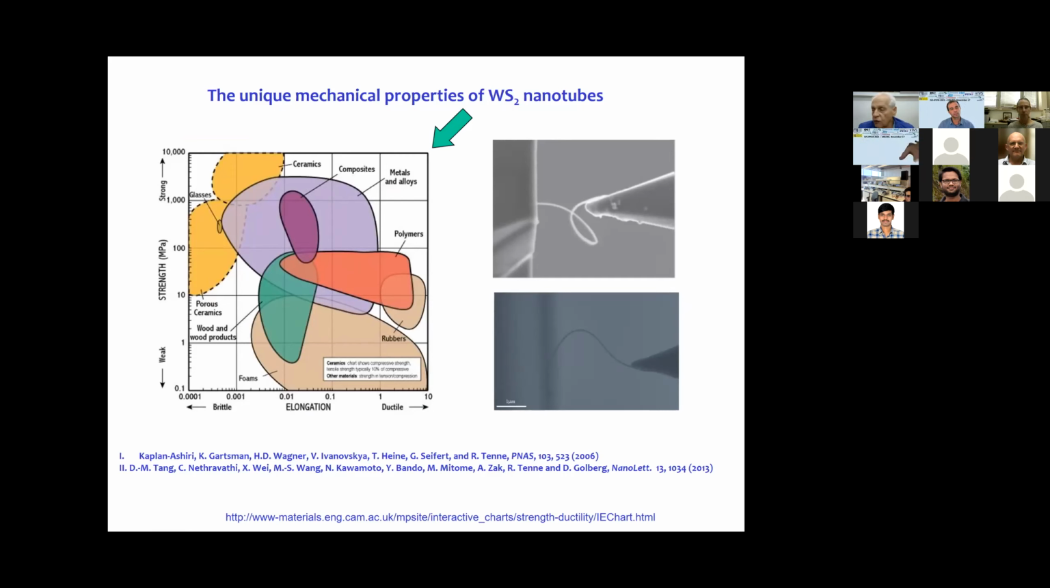And why are they so remarkable? Because if you look at the Ashby map of materials, materials are either strong or they can be elongated. They cannot have both properties, namely high strength and high fracture toughness. And with the nanotubes, you can have both of them at the same time, and you can see that from the work of Yifat Kaplan-Ashiri, how the nanotubes are strong and flexible, and they don't fail.